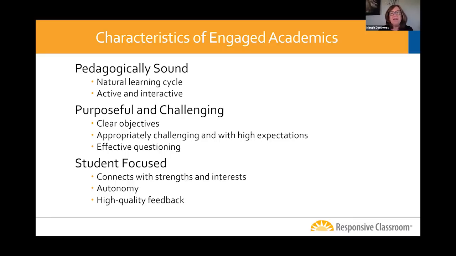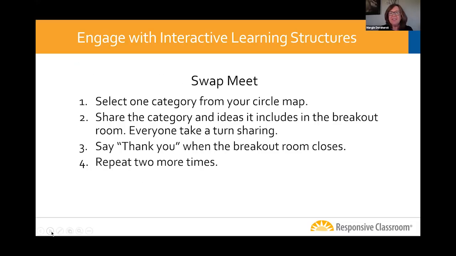All right, as you finish up right now, you're going to pick a category. So one category that you highlighted and 2 to 3 ideas that you have to make learning more engaging. You're now going to use this interactive learning structure, which is called a swap meet. In a virtual swap meet, you're going to be in a breakout room with one other person. And when you get in the breakout room, do a real quick introduction and then share that category and 2 or 3 ideas.